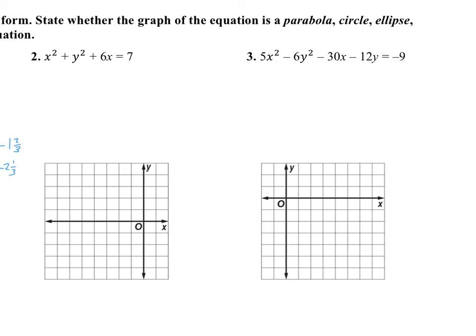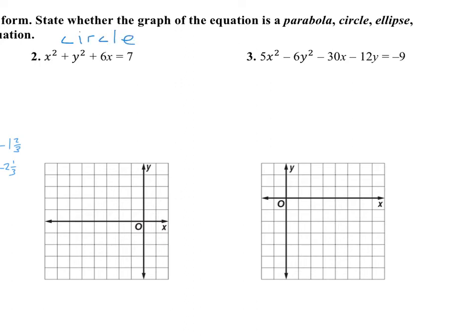Okay, for number 2. I know number 2 is not a parabola because they're both squared, x and y. I know it's not a hyperbola because x squared and y squared have the same sign. In a hyperbola, they would have opposite signs. So this is either a circle or an ellipse. The way I could tell those apart is that x squared and y squared have the same coefficient. Because they have the same coefficient, the distance that it goes up and down is going to be the same distance that it goes left and right, so that makes it a circle.